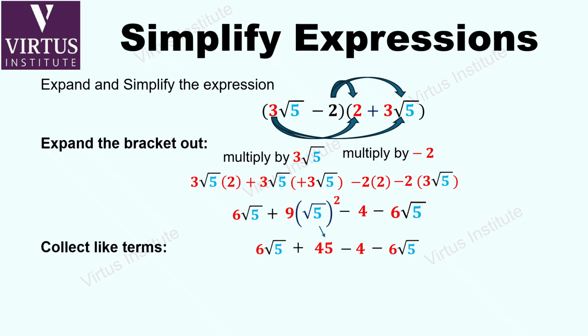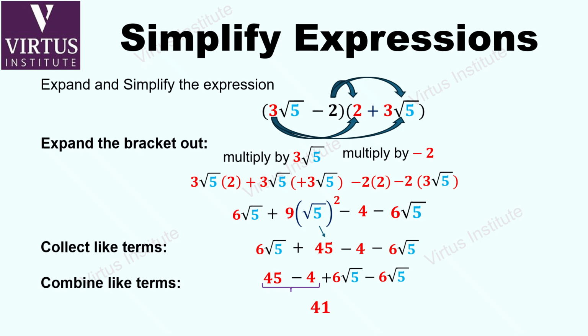Now collect like terms. Then combine the whole numbers. 45 minus 4 becomes 41. Likewise, combine the surd terms. Plus 6 square root 5 minus 6 square root 5 cancels out and becomes 0. Thus, the final answer becomes 41.